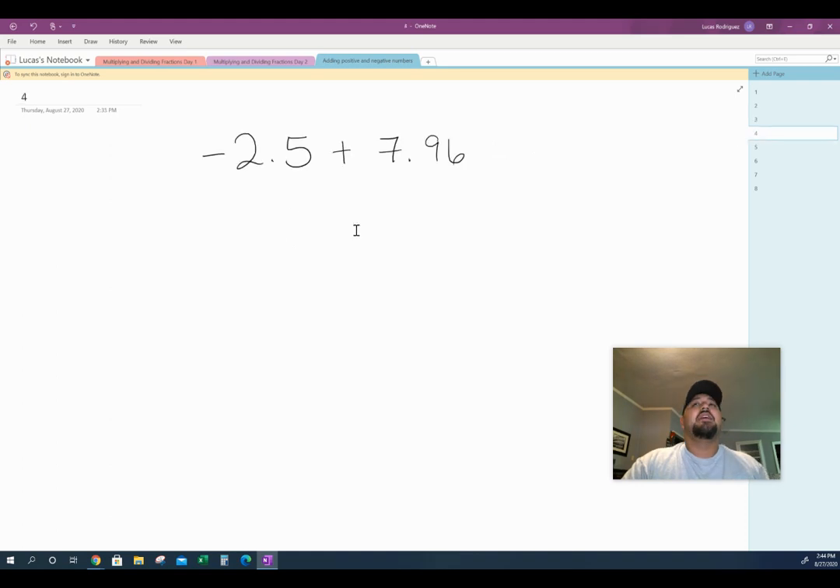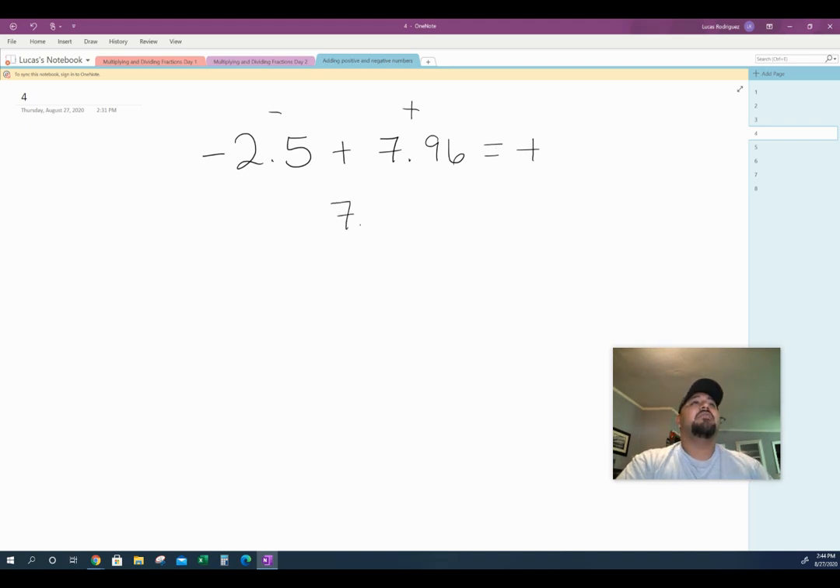Okay, so let's try 4. What does that look like in the decimal setting? Well, you can still look at it the same way. So we have negative 2.5 plus 7.96. And we can automatically see who's going to win. We have the positives on this side, the negatives on this side. Whose army is bigger? Well, the positives are bigger. So we know our answer is going to be positive. You don't have to write the positive sign. I'm just doing that for you to know.